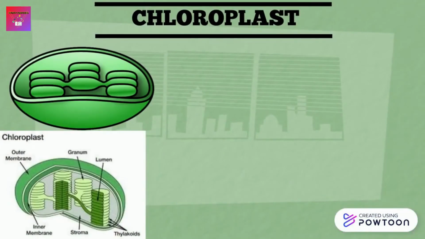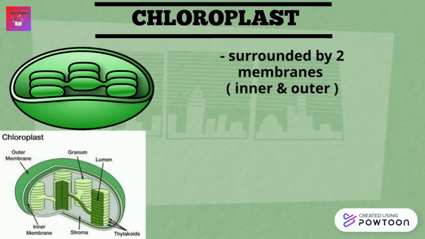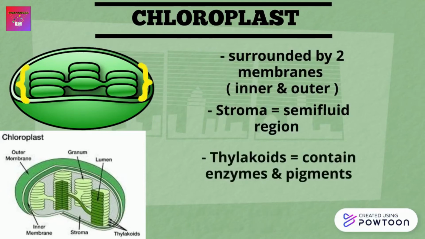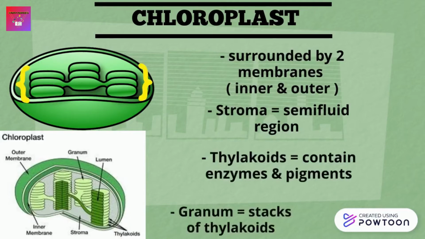First off, we have the chloroplast. It is surrounded by a double membrane which includes an outer and inner membrane. Stroma is the semi-fluid region enclosed in the double membrane. Thylakoids are disc-like sacs containing enzymes and pigments in them. A stack of thylakoids is known as a granum. These grana are connected to each other, forming a thylakoid space within them.